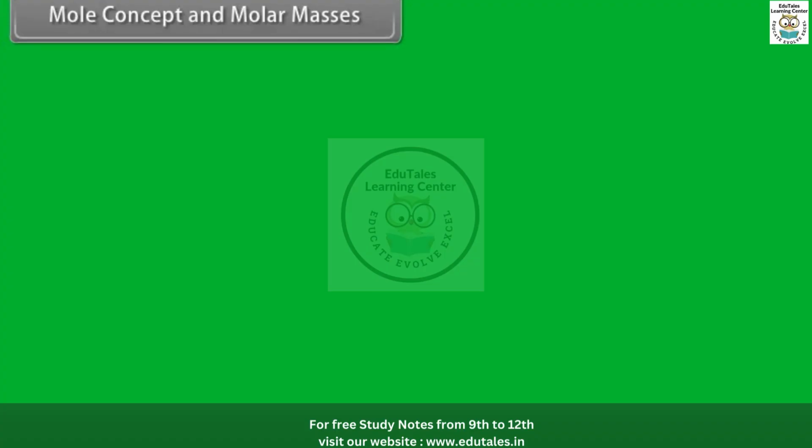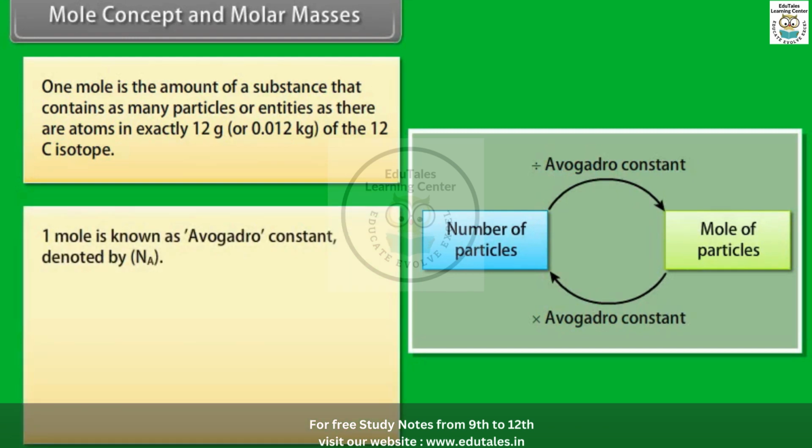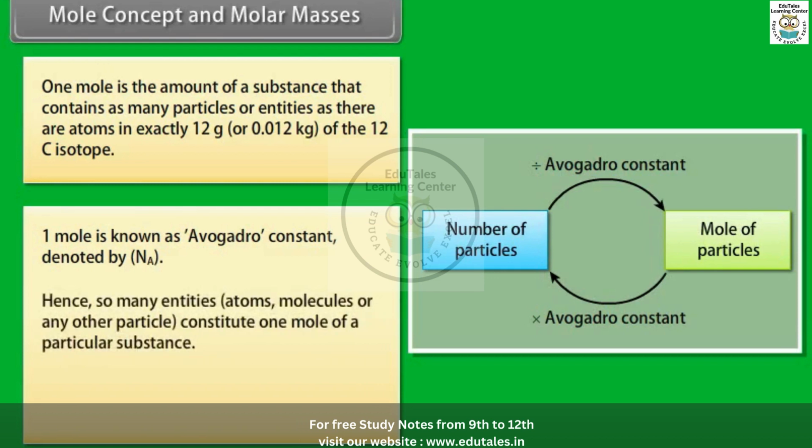Mole concept and molar masses. 1 mole is the amount of a substance that contains as many particles or entities as there are atoms in exactly 12 gram or 0.012 kg of the 12C isotope. The number of particles in 1 mole is known as Avogadro constant, denoted by NA. Hence, so many entities, atoms, molecules or any other particle constitute 1 mole of a particular substance.